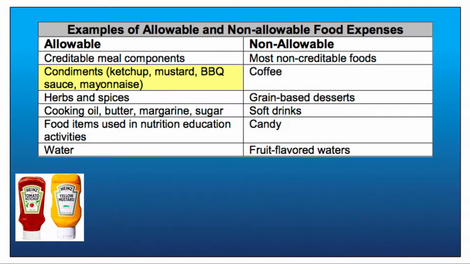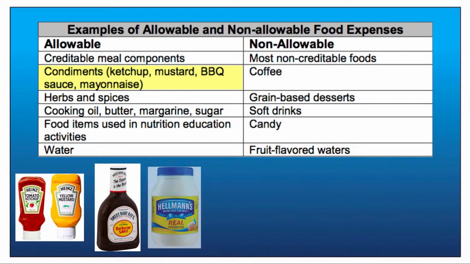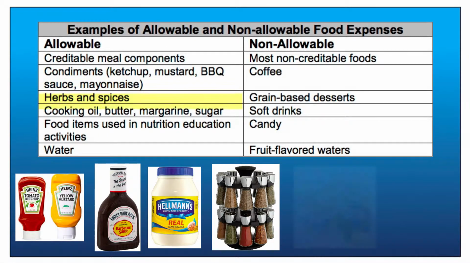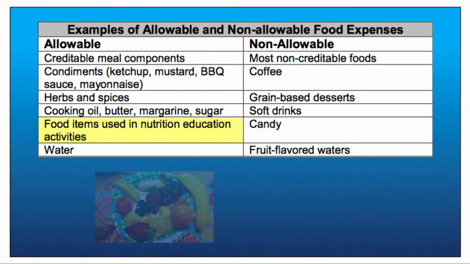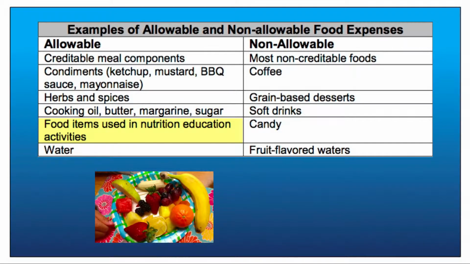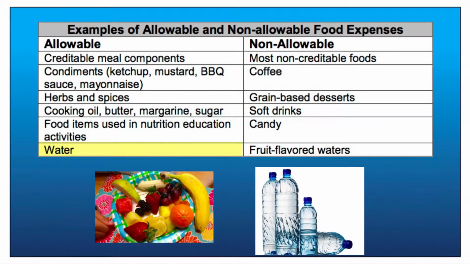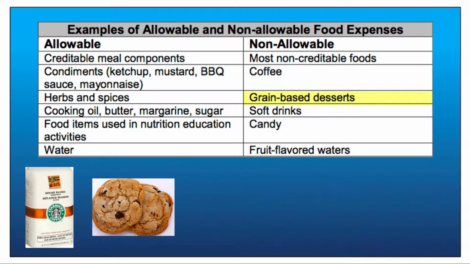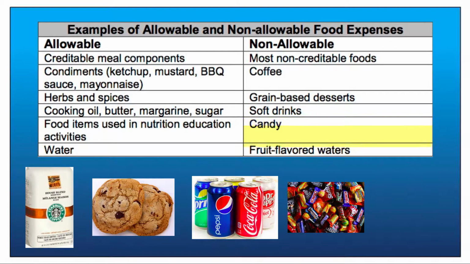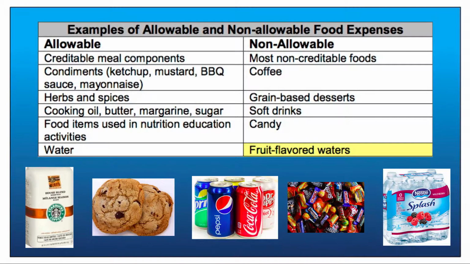Condiments such as ketchup, mustard, barbecue sauce, and mayonnaise, herbs and spices, cooking oil, butter, margarine, and sugar. Food items used in nutrition education activities and water are also allowable food costs. Non-allowable food expenses include most non-creditable foods, including coffee, grain-based desserts, soft drinks, candy, and fruit-flavored waters.